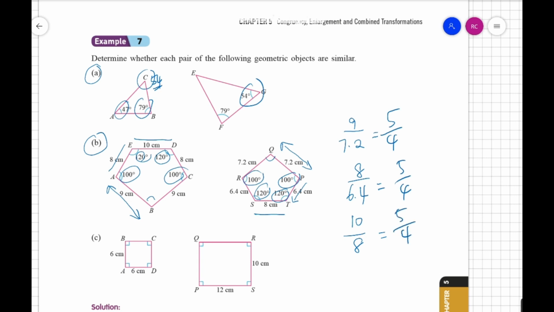So meaning that the ratio of the corresponding sides are equal. Therefore, this geometric object is also similar. Now if you look at C, we have A, B, C, D. This is a square, right? With a measurement of 6, 6, 6, 6, all of it. But when it comes to P, Q, R, S over here, the measurement is already different. So for sure, this one is not similar.